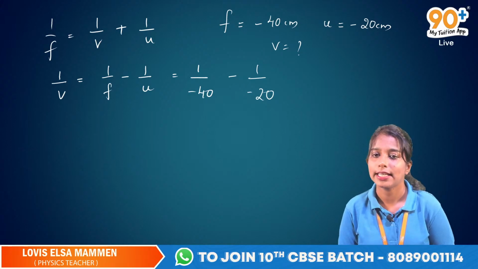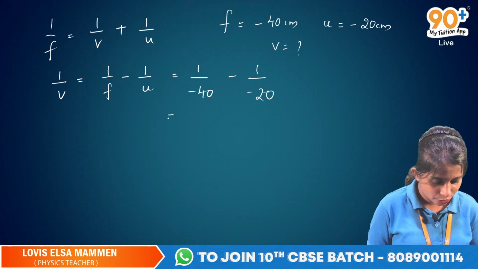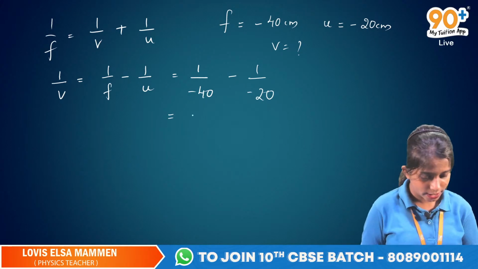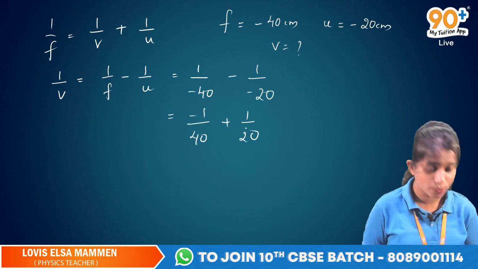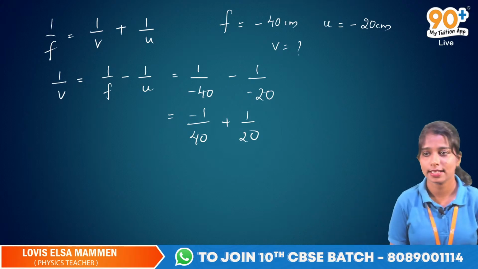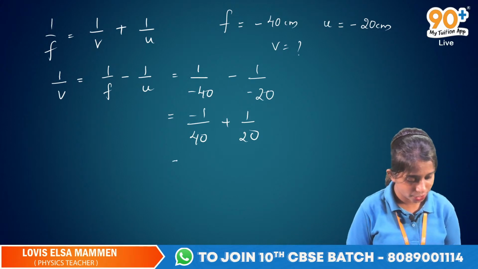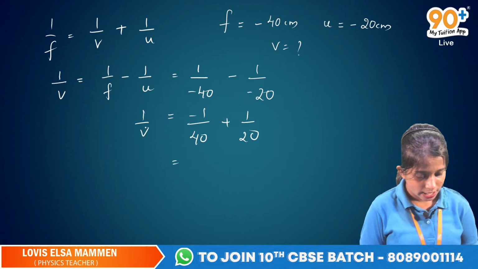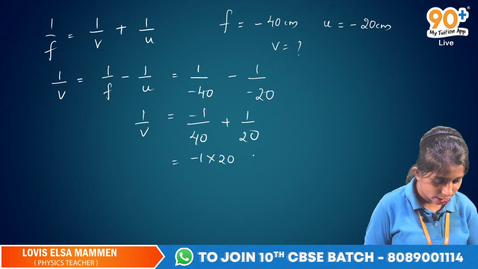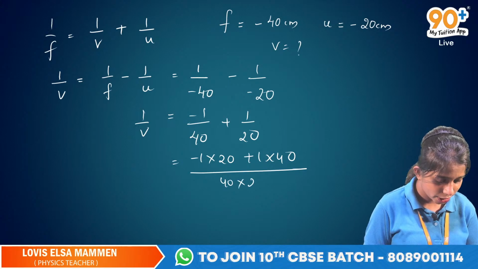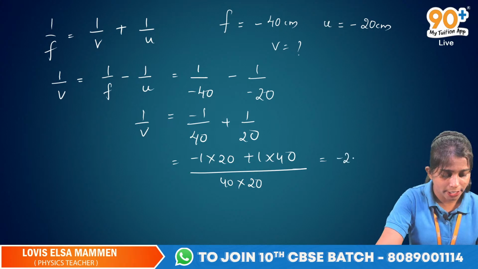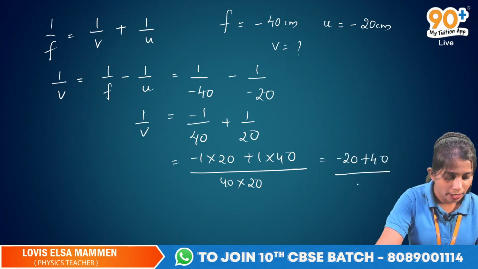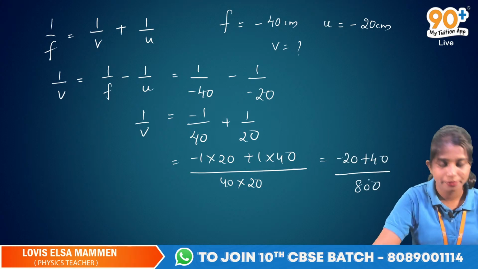Now rewrite it. It is -1 by 40 plus 1 by 20, because minus into minus is plus. Now take the LCM. 1 by v is equal to -1 into 20 plus 1 into 40, divided by 40 into 20. So what is that value? -20 plus 40 by 800.